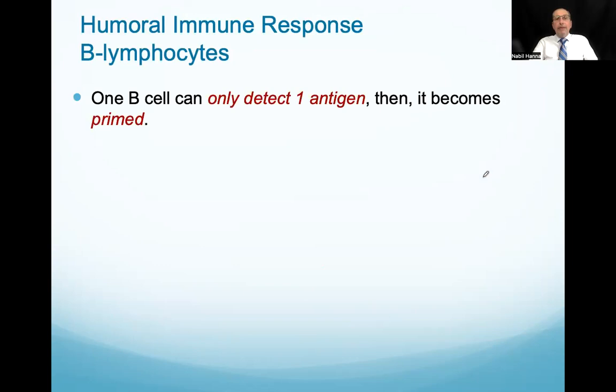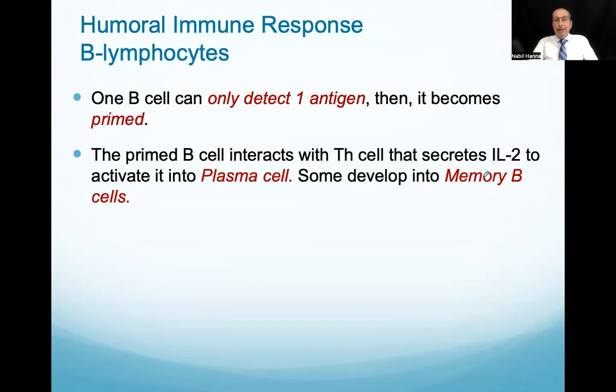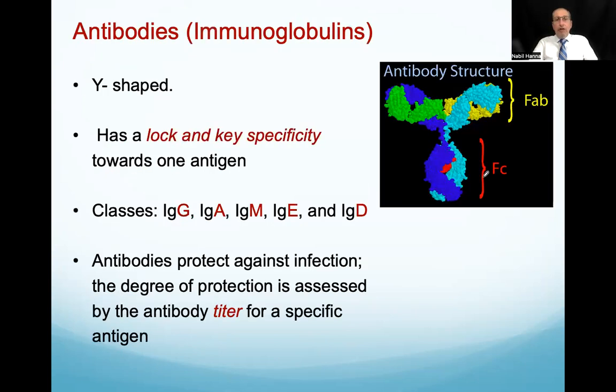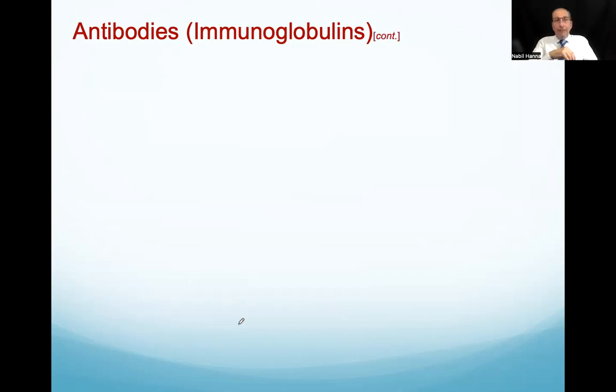And the B cells and the plasma cells make antibodies, and antibodies are AKA immunoglobulins, and we have 5 types of immunoglobulins: IgG, IgA, IgM, IgE, IgD. Immunoglobulin E plays an important role in allergic conditions and also in parasitic infections. Antibodies protect against infection. The degree of protection is assessed by the antibody titer for a specific antigen; simply, we ask the question, do you still remember what the pathogen looks like?